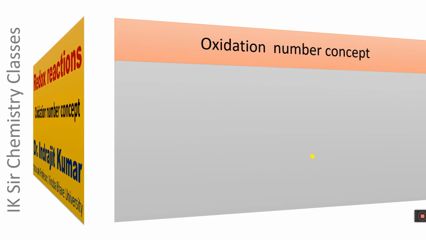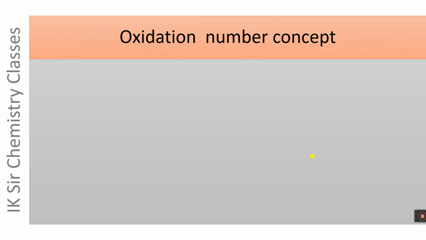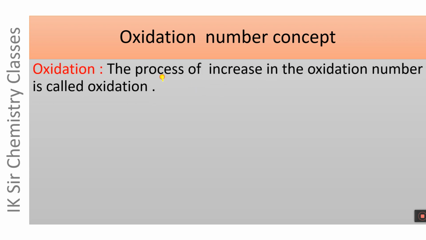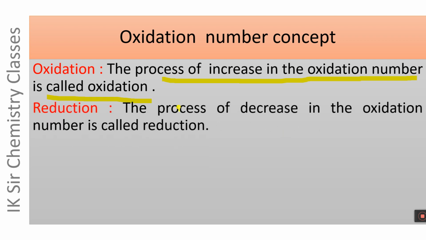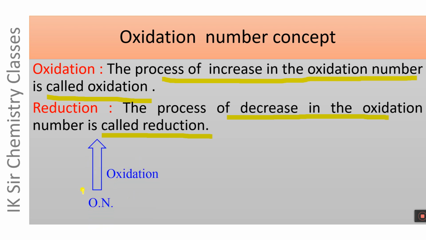In this video, we will discuss the oxidation number concept of oxidation and reduction. According to the oxidation number concept of redox reactions, oxidation and reduction can be defined as follows. The process of increase in the oxidation number is called oxidation, while the process of decrease in the oxidation number is called reduction.